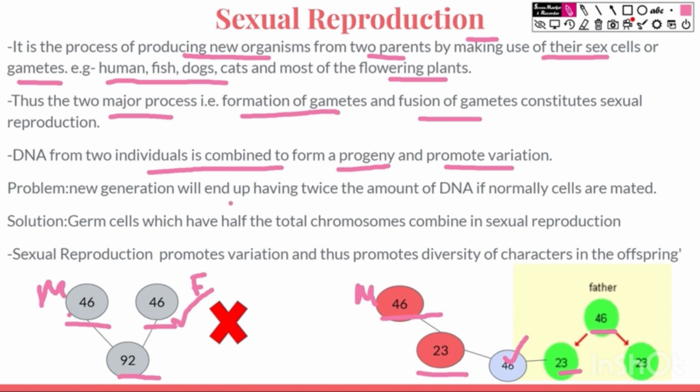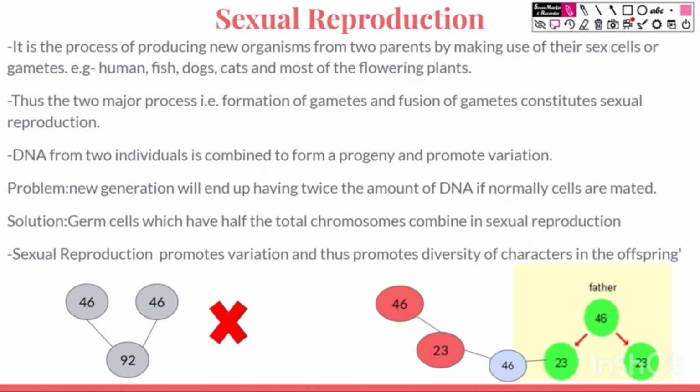Now what is the problem here? We have discussed that if the DNA is combined as it is, the new generation will have twice the amount of DNA. So as a solution, germ cells are formed, which are also called gametes. These germ cells have half the number of chromosomes and they combine to form a new offspring in sexual reproduction. Sexual reproduction promotes variation and thus promotes diversity of characters in offsprings. This we have discussed earlier as well.